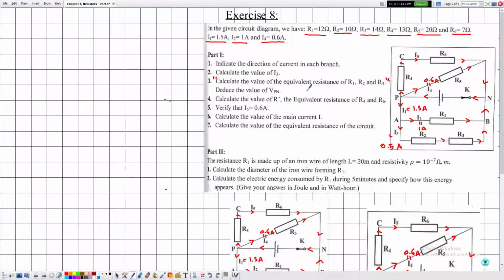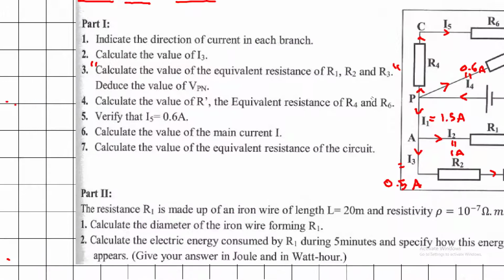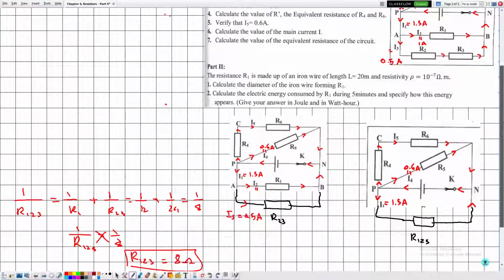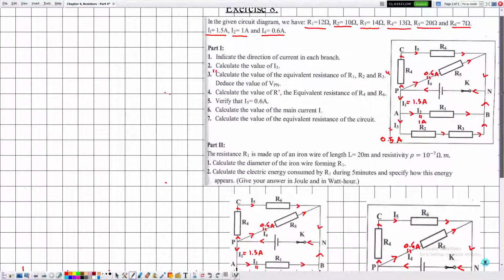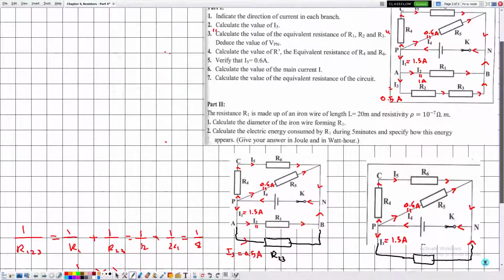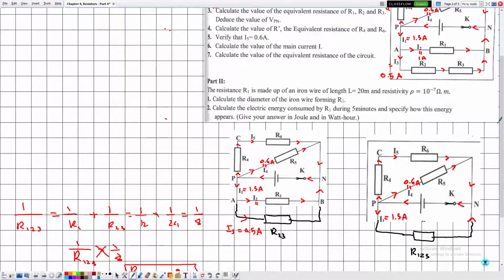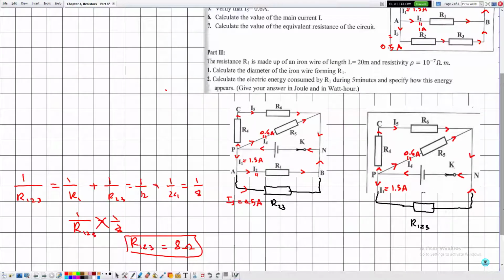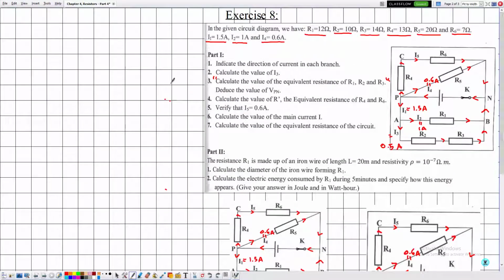Now in the same part they are telling me to deduce the value of UPN. Whenever we apply equivalent resistance, it means that we need to apply Ohm's law to find the voltage. Ohm's law can either give us the voltage if we know the current, or the current if we know the voltage. In this case, we know the current. So we can determine the voltage UPN by simply applying Ohm's law to R123.